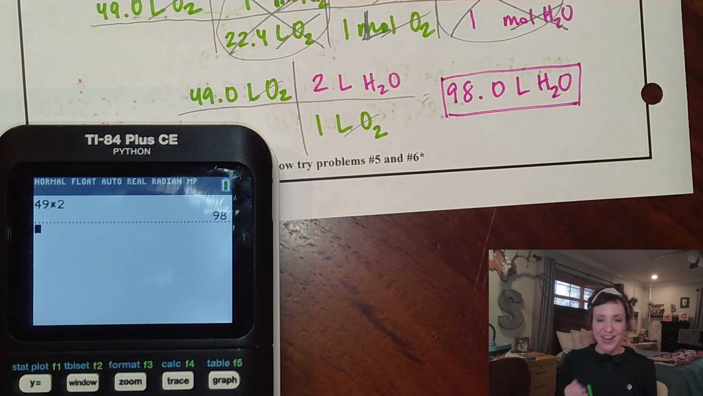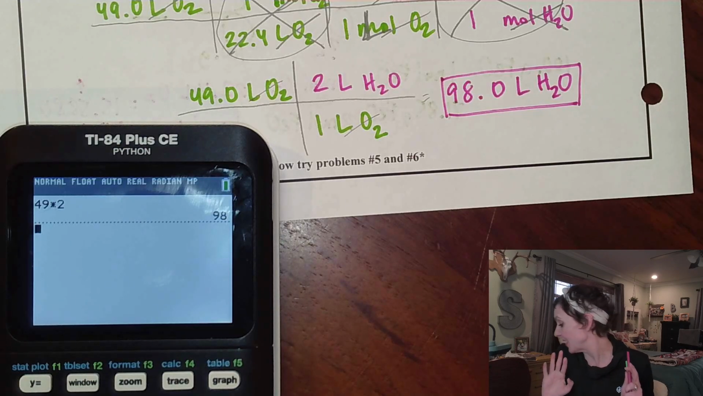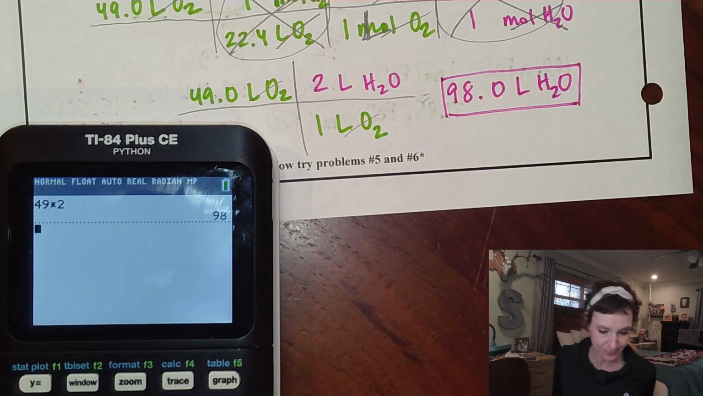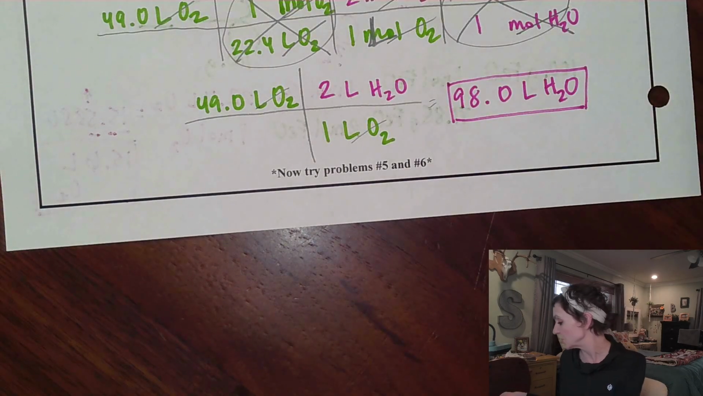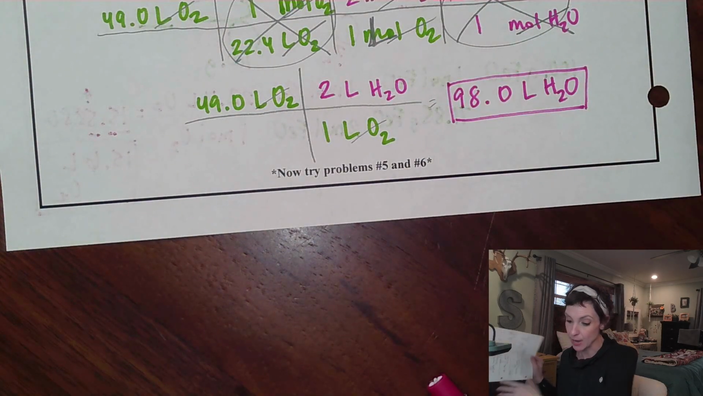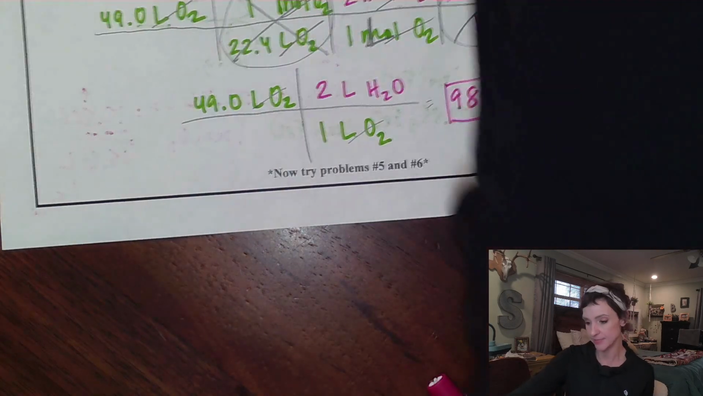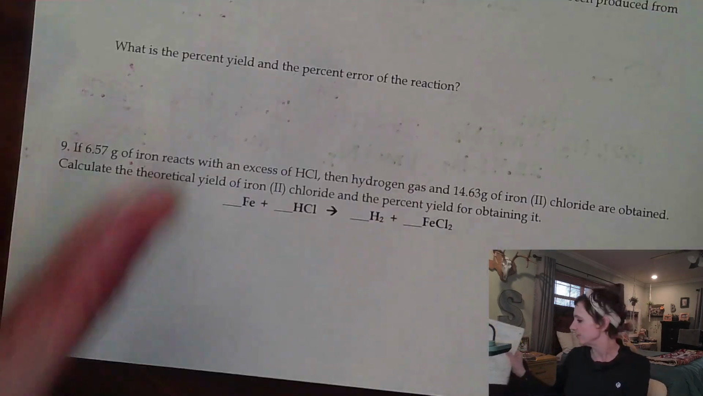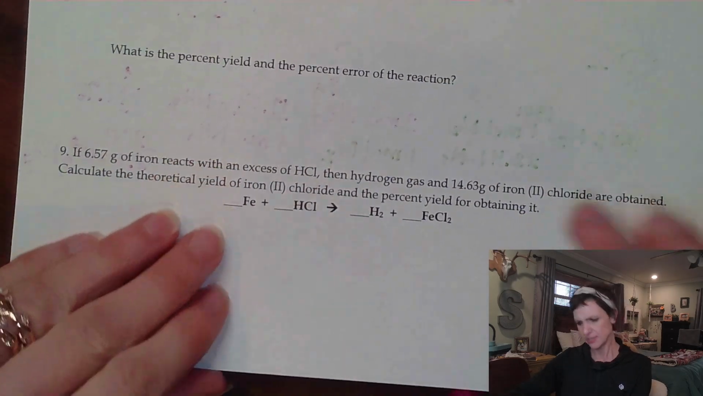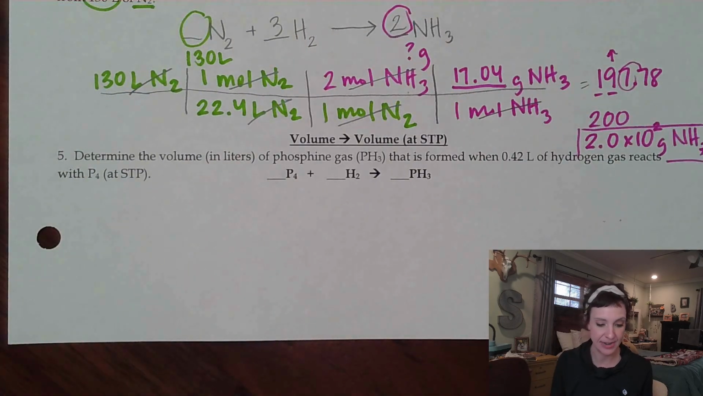Okay, yes. All right, now we are ready to do our remaining two practice problems from our practice worksheet assignment. It says now try problems number 5 and 6. We will try problems number 5 and 6. That sounds like a great idea for us, right? Okay, that's on the back page. Hold on. Here we go. Okay, so here's problem number 5. We are now doing volume to volume problems, okay?